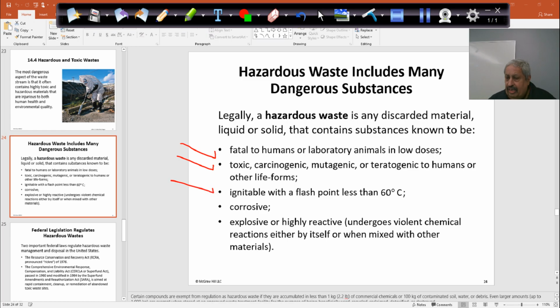Ignitable with flash point less than 60, corrosive, explosive, all those are the physical characteristics or physical properties of these dangerous substances we are dealing with. And they can come sometimes in the waste. You never know. They can come in the waste.